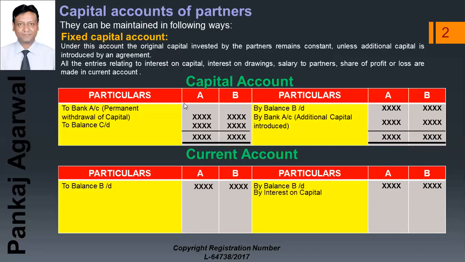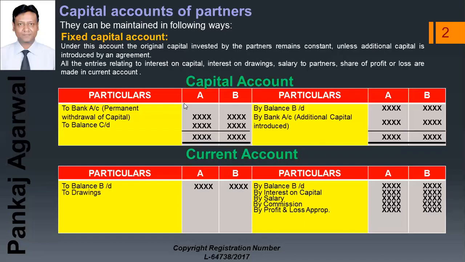Then interest on capital, if it is to be allowed, it will come on credit side of the current account. Salary to the partners will come on credit side of current account. Commission will come on credit side of current account. Profit and loss appropriation, that is the profit distributed among the partners of the appropriation account, will come on credit side of current account.